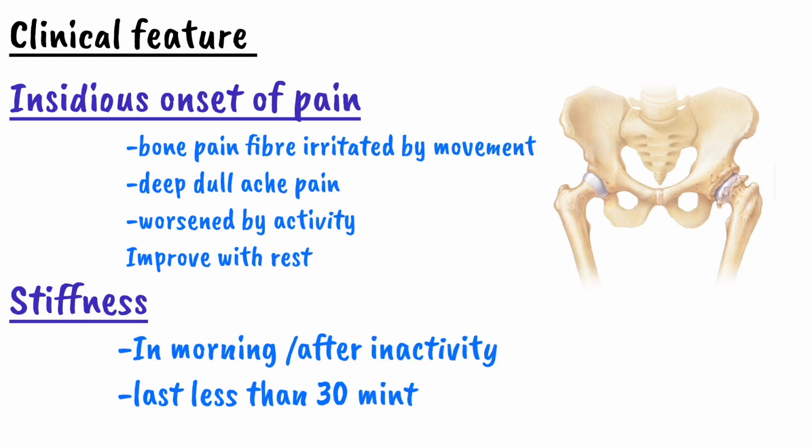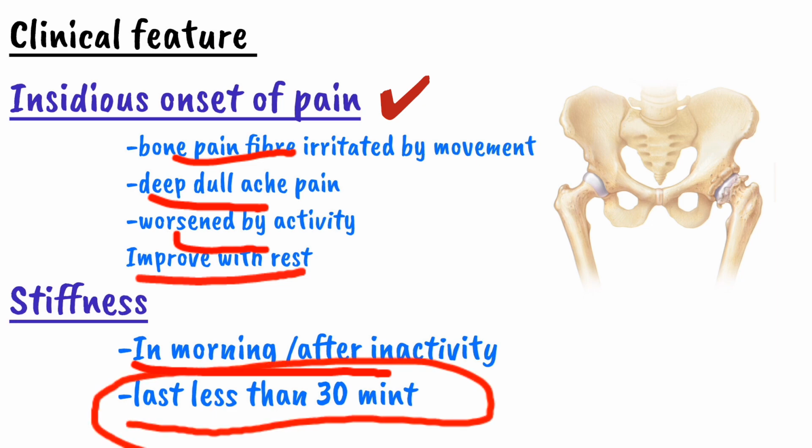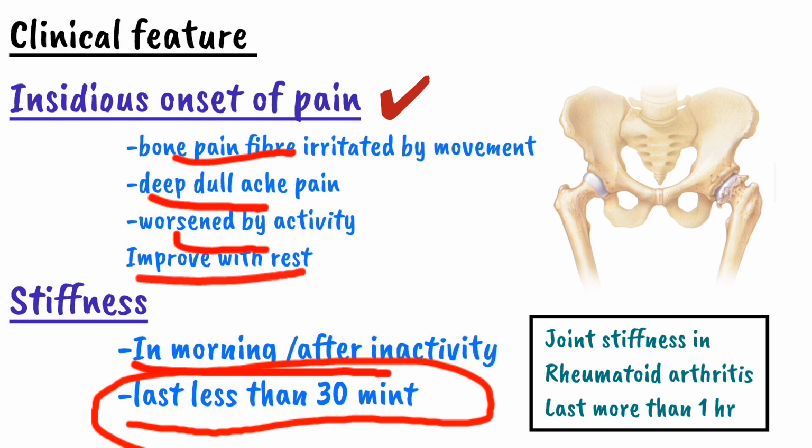Now, what will be the clinical features of osteoarthritis? The first one will be an insidious onset of pain. The bone pain fibers will get irritated by the movement. There will be a dull, achy pain which worsens with activity and improves with rest. There will be joint stiffness, usually in the morning or after inactivity. But the morning joint stiffness usually lasts less than 30 minutes. It is in contrast with rheumatoid arthritis, in which the morning stiffness lasts more than 1 hour.